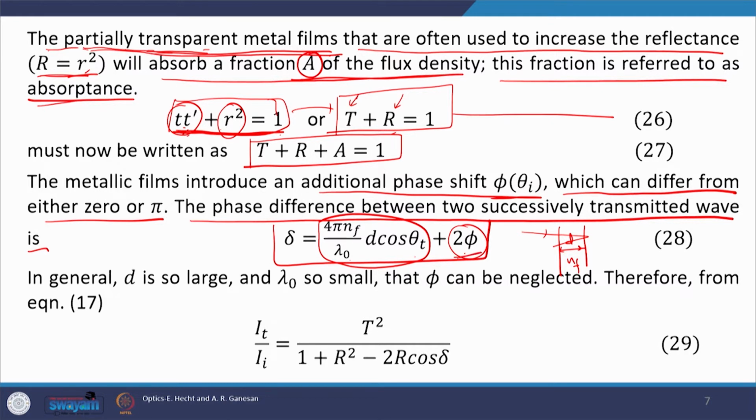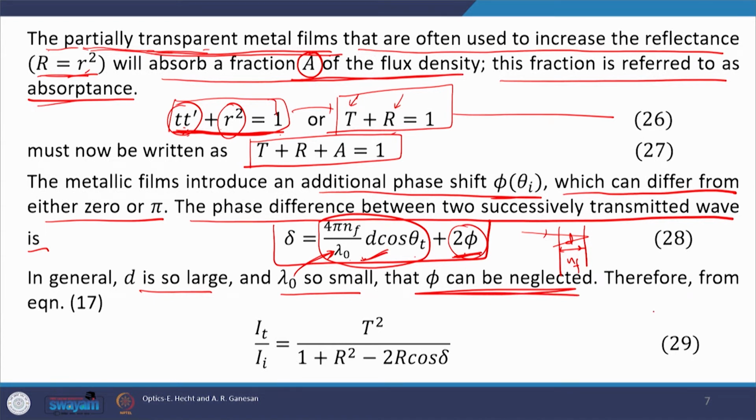But in general, the metal film thickness is very small, d is very large and lambda is very small. Lambda, you just notice, is in the denominator. Therefore, the first term in equation number 28 on the right-hand side is very large compared to the second term, which is 2 phi. And therefore, this phi term can be neglected from equation number 28.